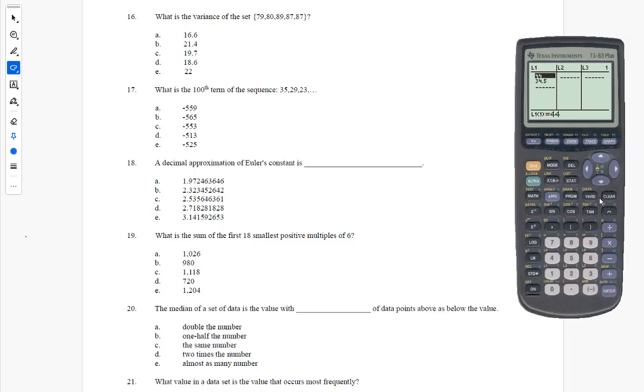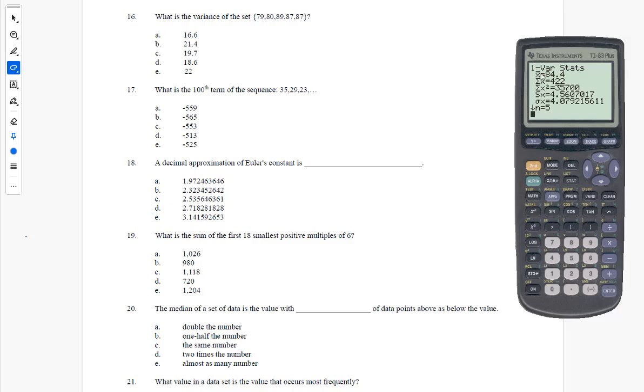Okay, we just delete them. There we go. So we're going to put this list in. We got a 79, and then we got an 80, and then 89, 87, 87. Okay, so it is now entered into list 1. So let's go back and hit the stats, and now we're going to do a calculation, and we're going to run the one variable statistics on L1, which is this yellow right here. So we have to hit second 1. We're going to run the one variable statistics on that list 1.